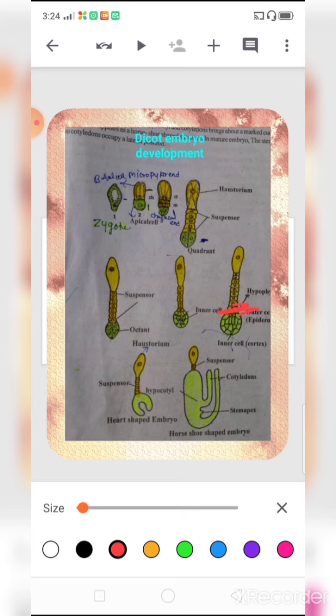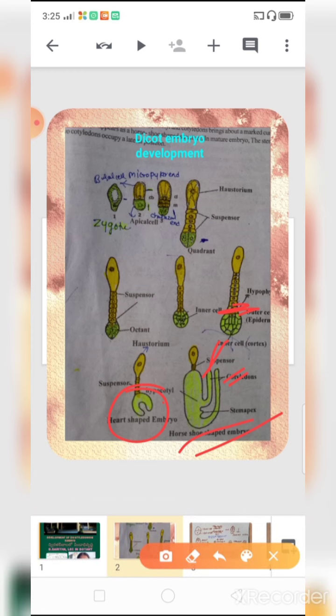Due to further divisions in the embryo proper, the embryo appears heart-shaped in longitudinal section. A continued enlargement of the hypocotyl and cotyledons brings about a marked curvature in the cotyledons, and the embryo appears as a horseshoe-shaped structure. In the mature embryo, the stem tip is terminal and the two cotyledons occupy a lateral position. This is about dicot embryo development.